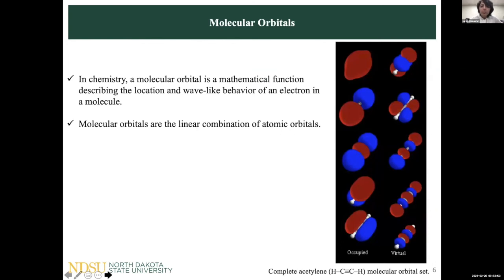The next concept is the molecular orbital. In chemistry, a molecular orbital is a mathematical function describing the location and wave-like behavior of an electron in a molecule, and also they are the linear combination of atomic orbitals. As you can see in the picture, there are occupied and virtual molecular orbitals for acetylene.